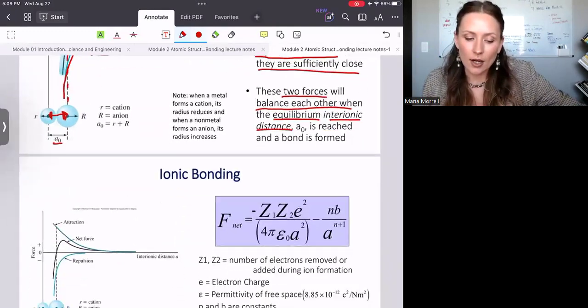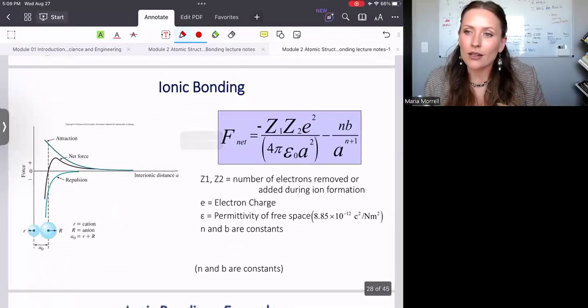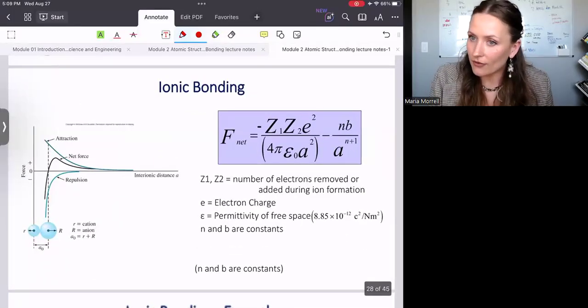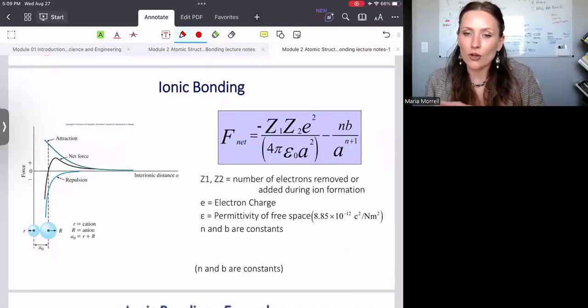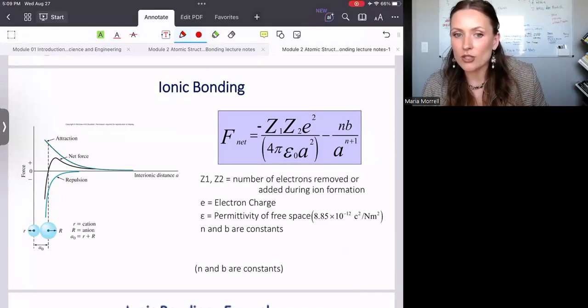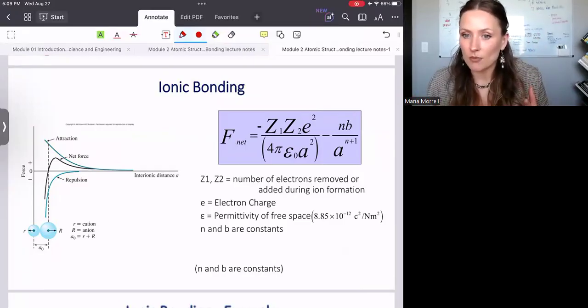Okay, now, since you're looking at a graph, and I'm referring to the graph on the left, you see that there is an attraction force, you see that there is a repulsion force, and there is the net force, which is just the summation of both. This is not a sketch.